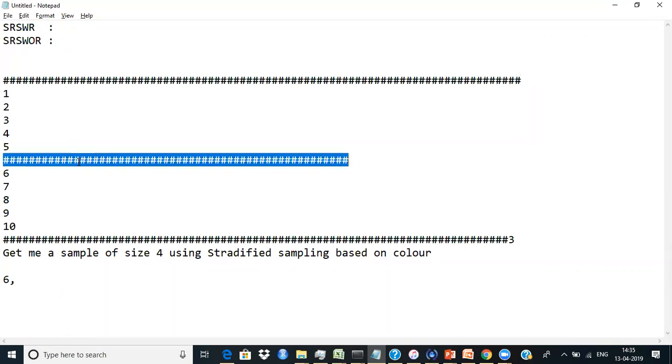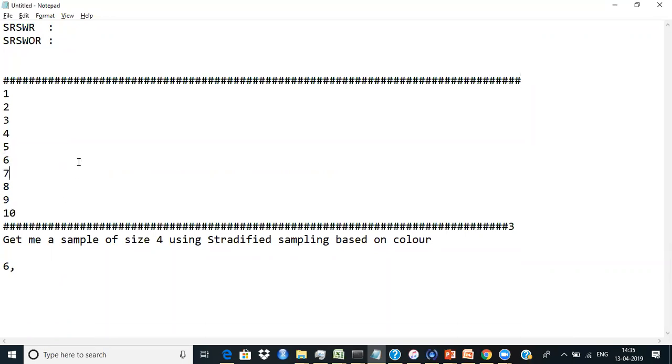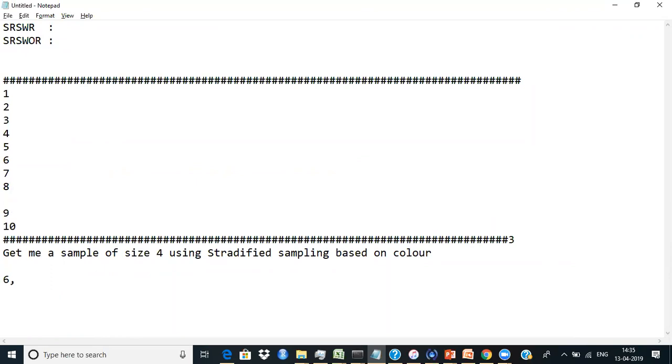Now, what if 8 of these balls were black and 2 of them were red, right? In this case, you will select equal proportions. Say, for example, right now 80% of the population is black, 20% is red. Make sense? So if I want to select 4 balls, what is 80% of 4? Around 3, right? So what I'll do is I'll select 3 out of this black proportion and 1 out of this, so that my sample maintains the ratio that is there in the population.